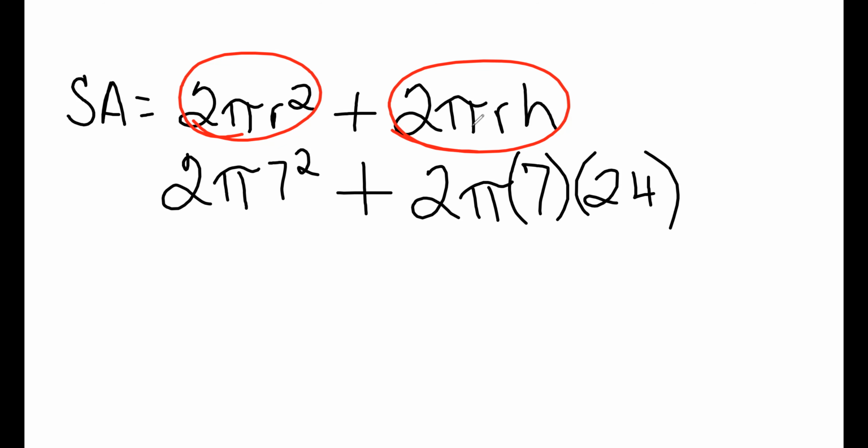So once you do that, you're just doing now the order of operations again. So where you would say 2 times pi times 49, and then 7 times 24. 168. 1364.